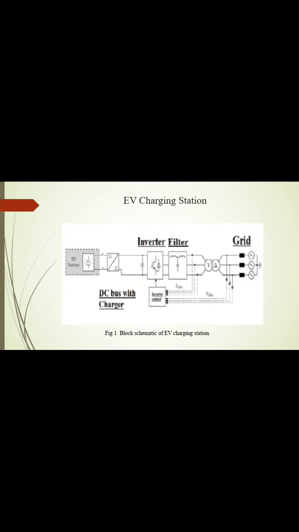EV charging station. In an EV charging station, the main components are the inverter, which interfaces with the grid, an RLC filter, a transformer, a DC bus, and battery chargers. Here, the power supply is taken from the grid and stepped down, then connected to the filter and inverter, and it is finally given to the batteries.